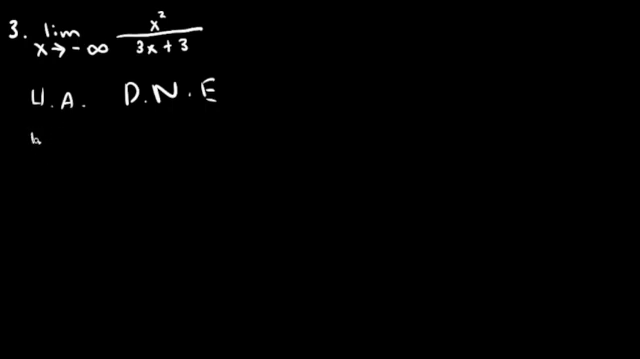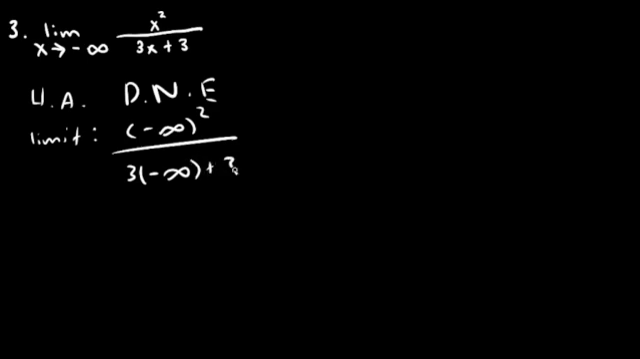And so the limit is equal to, now we just plug in negative infinity. So negative infinity squared over 3 times negative infinity plus 3. Now in this case, negative infinity squared, anything squared gives us a positive number, so we get positive infinity over, and negative infinity times 3 gives us basically negative infinity because it's an infinite number. And plus 3 still gives us negative infinity because it's an infinite number.